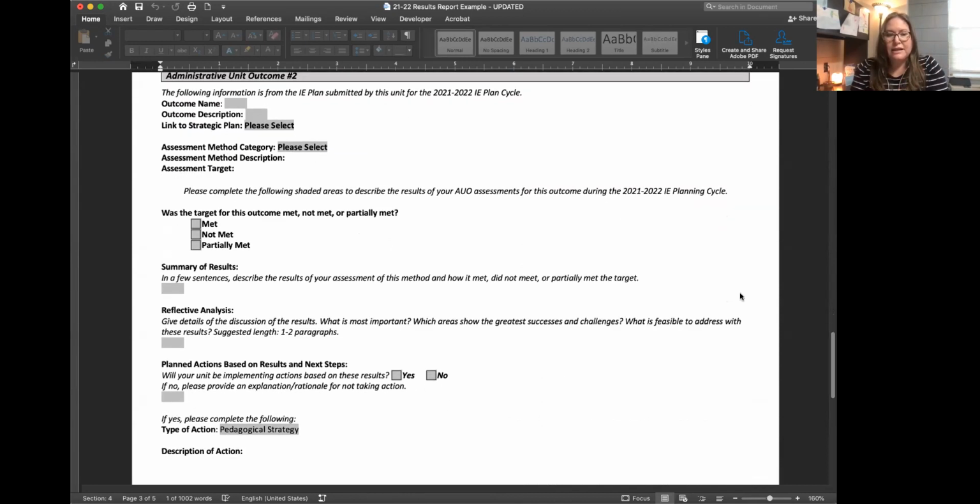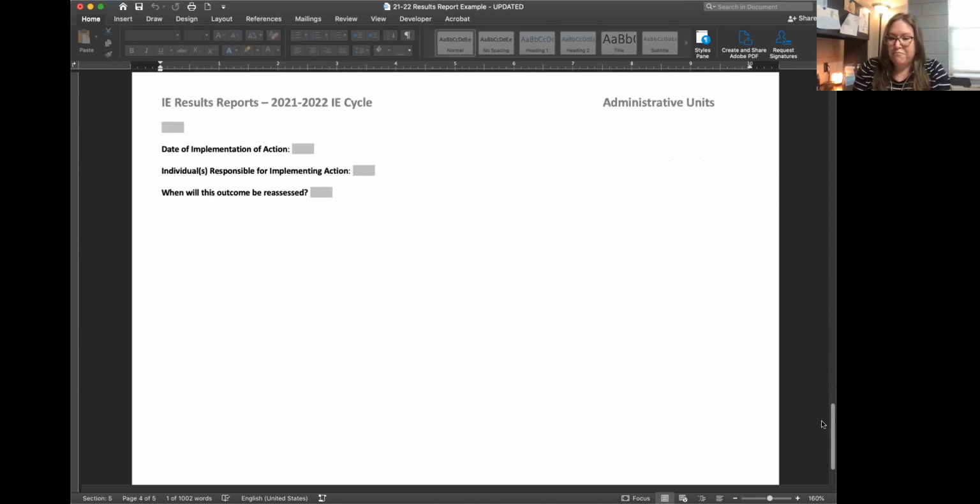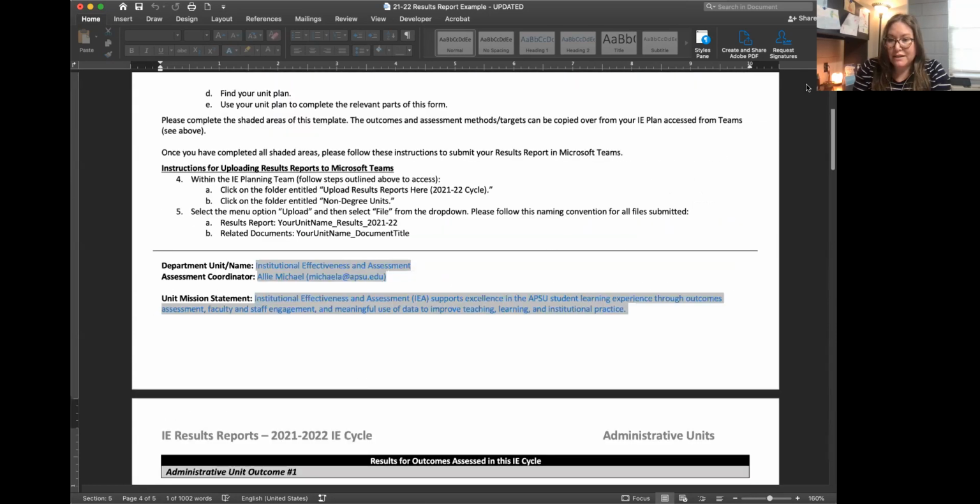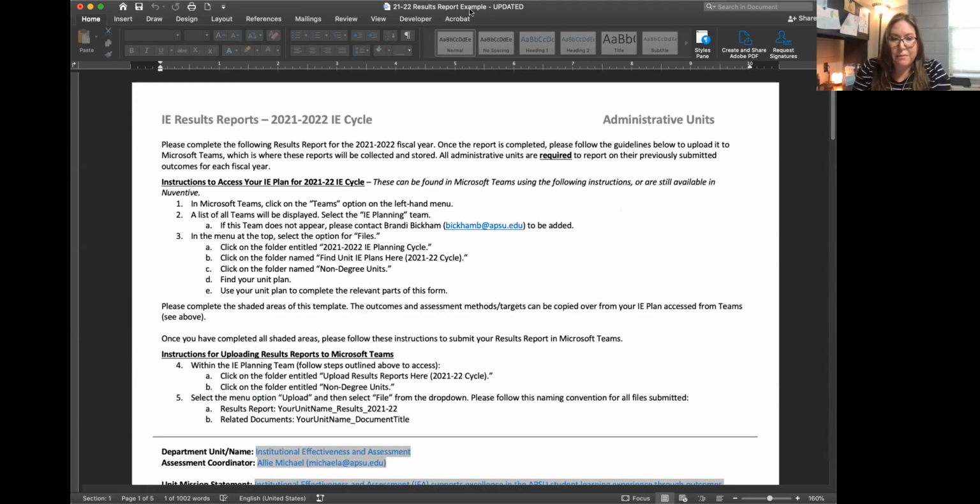So again, then you get into the outcome unit 2 or outcome number 2, and you do the exact same thing. So I didn't fill this part out because I wanted to be able to show you what it will look like when you open it. So you'll see all of these shaded boxes, you know that that's a part that you need to focus on. And that's it. So that's the template itself. And let me now show you what that looks like in Teams to access that.